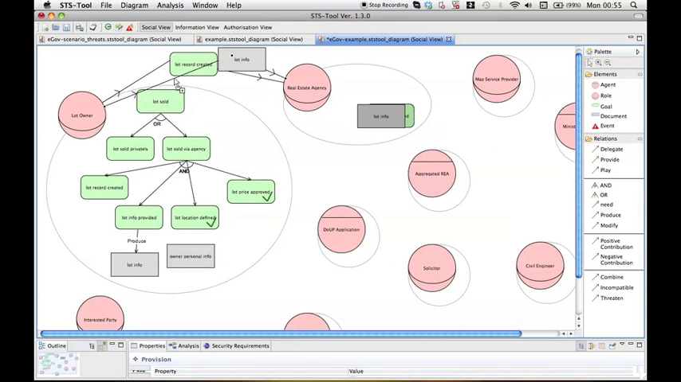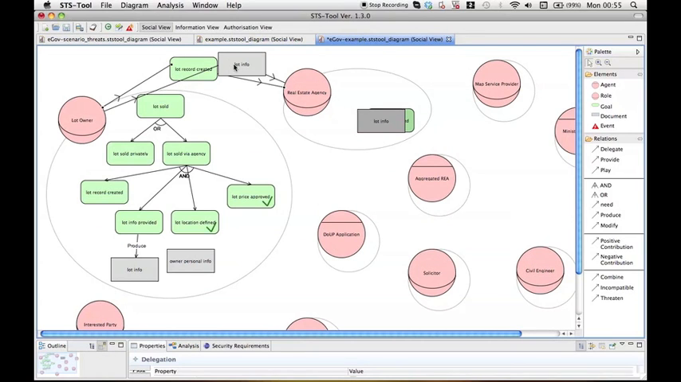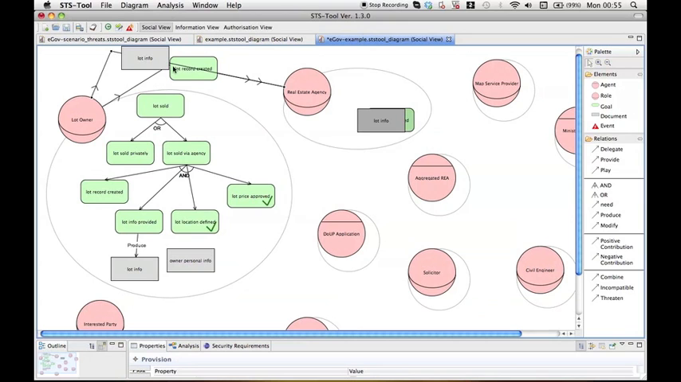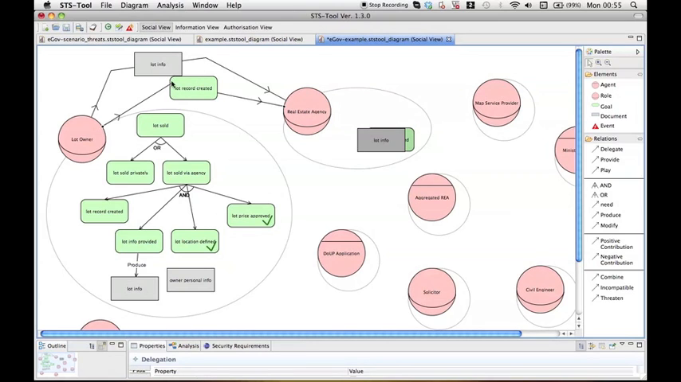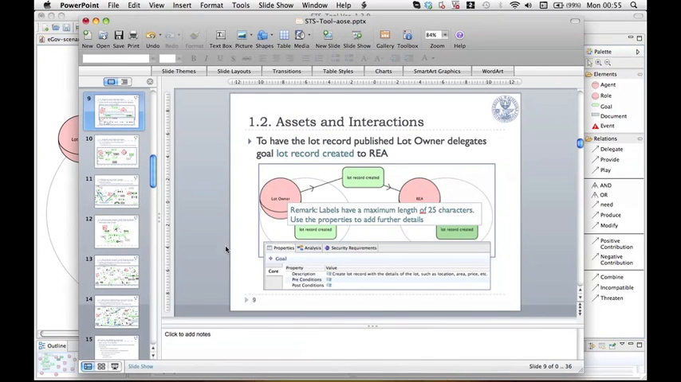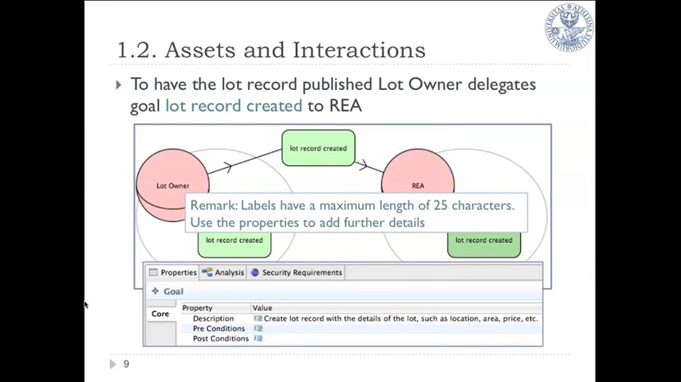And similarly to goal delegation, we can move it to a position where there are no overlappings. Okay. So again, here we emphasize the maximum length of 25 characters and the need to use the properties to add further details.